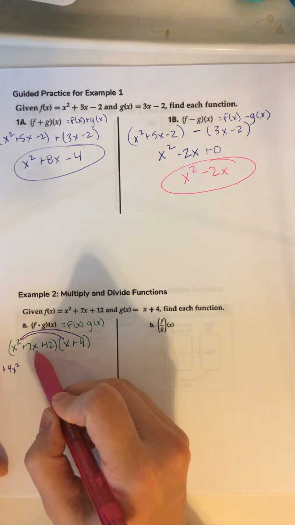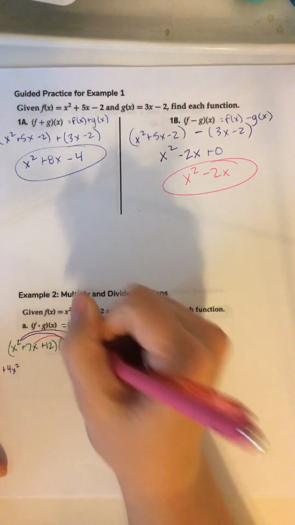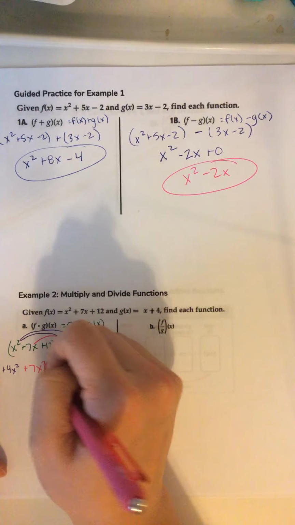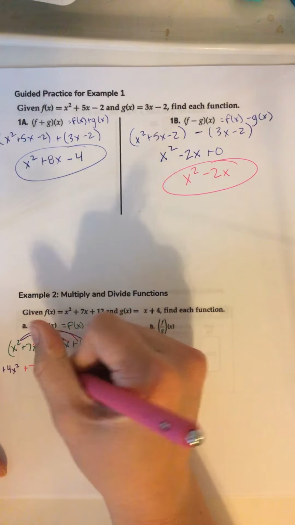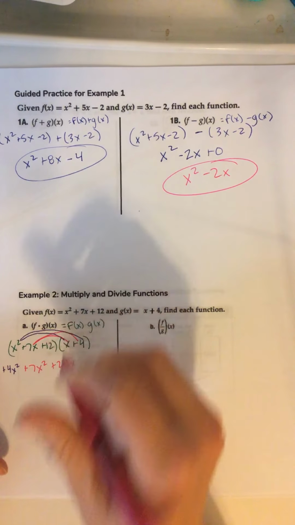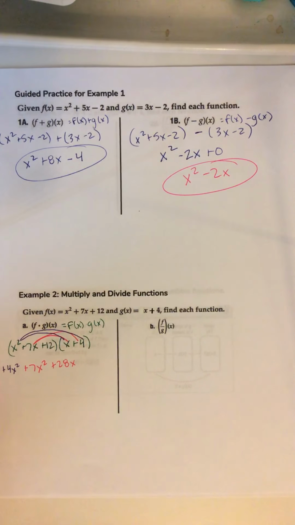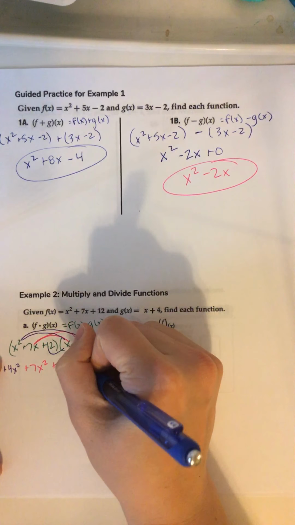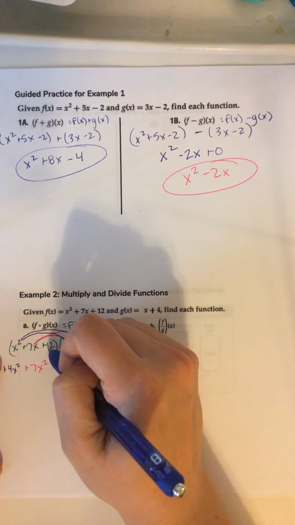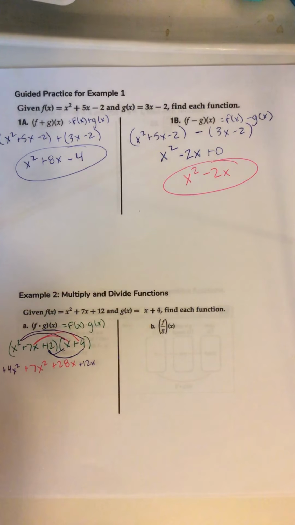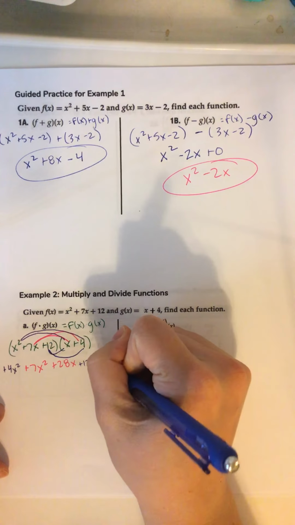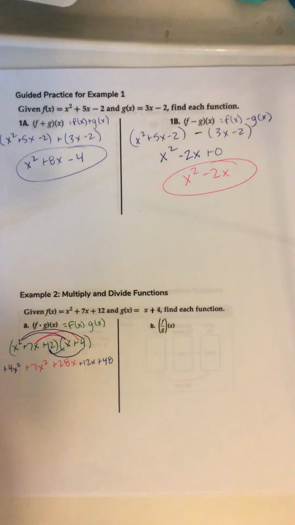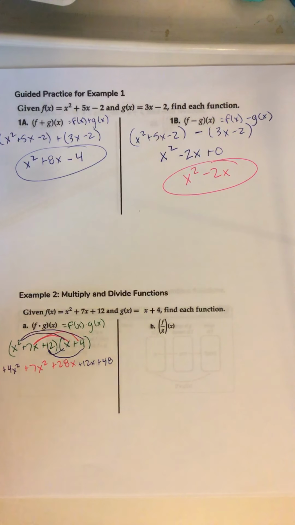Then I'm going to use the same thing with the 7x here. 7x times x is plus 7x squared. 7x times 4 is plus 28x. And last but not least, use it with the 12. We'll have plus 12x. And then 12 times 4, 48. Plus 48 there. And then combine like terms.